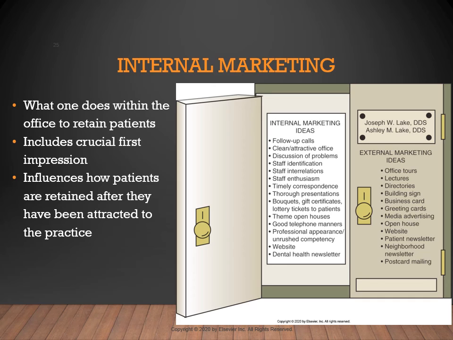Okay, there's internal marketing and external marketing. Internal marketing is going to be things that you do to keep people in your office, to keep them from leaving, right? You've got them in the door and now you need to keep them. So those will be like follow-up calls, having a clean office, being attractive. Attractive means it's pleasant to be there. Discussion of problems if they have them.